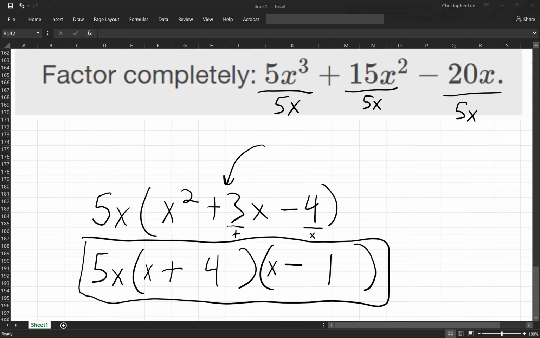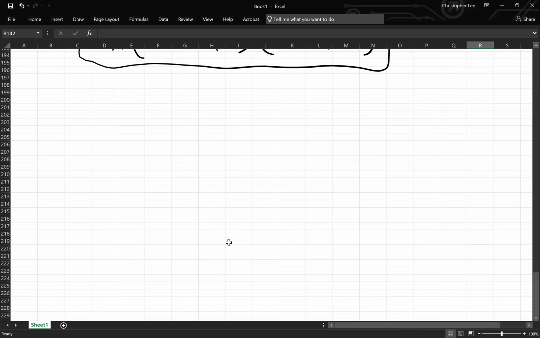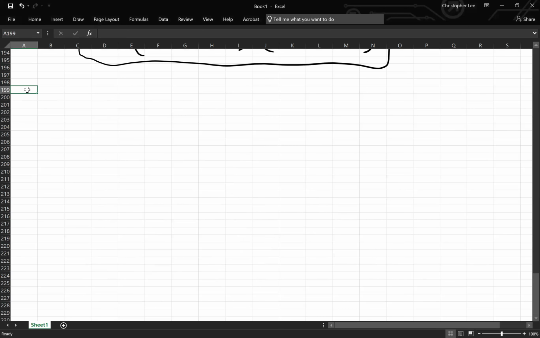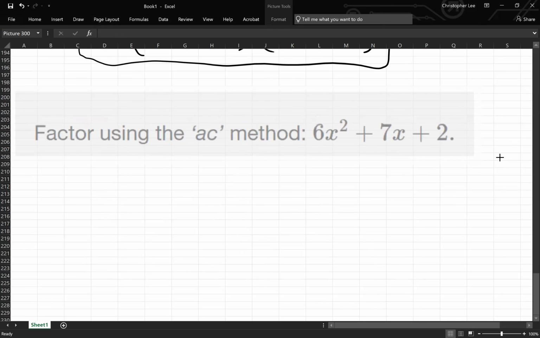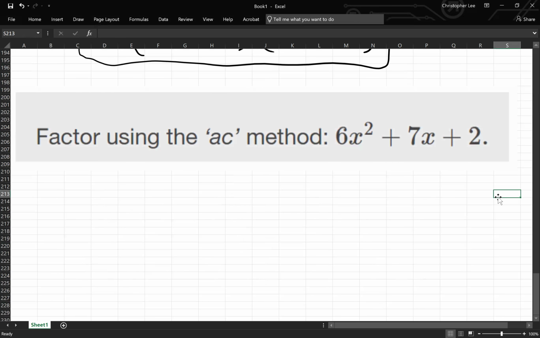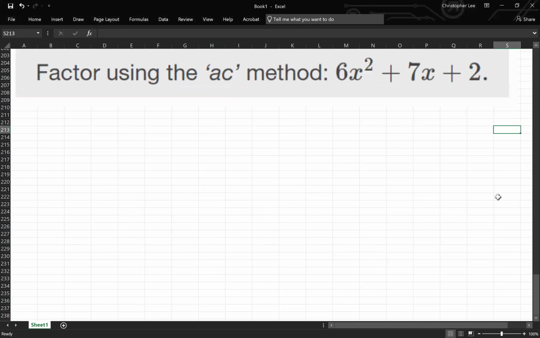So I'm going to introduce a new idea to you guys. This is called the AC method. You might have heard about this one before. Maybe. Me personally, I didn't hear about it till I came to BCC. I was blown away. I'm like, AC method, what's that?